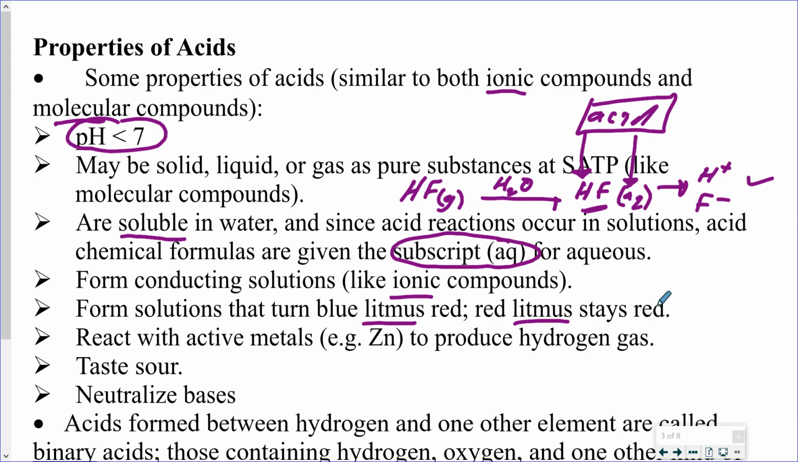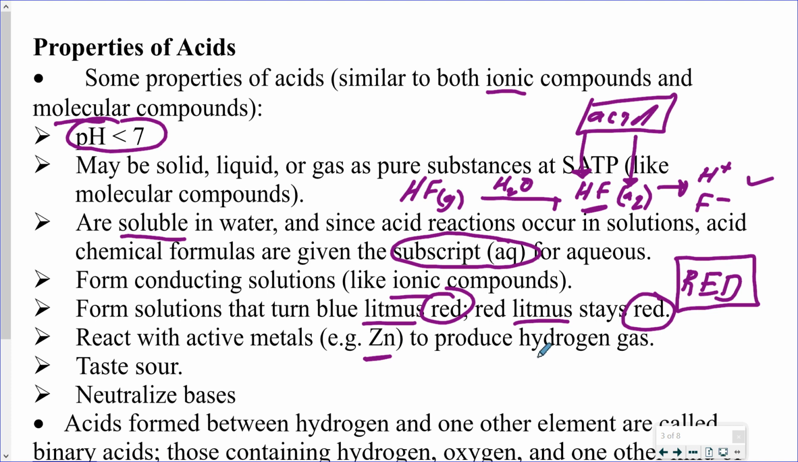So if you have an acid and you dip in blue litmus paper, it turns red. If it is red litmus paper, it stays red. So kind of the key is to remember red. So whether it is blue or red litmus paper, if it's an acid, it should be the red coloration that we see. Some metals are quite active.